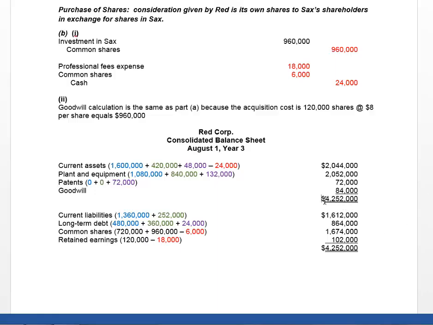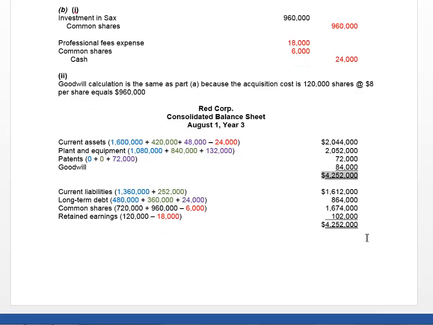So now you see your balance sheet is going to add up on the asset side, not to 3,298,000 as it did in Part A, but 4,252,000. That's the difference from the 978 up here. We don't have that here. So we're going to get a different number for current assets. So that's going to create a different number for total assets. Let's have a look at completing the balance sheet.